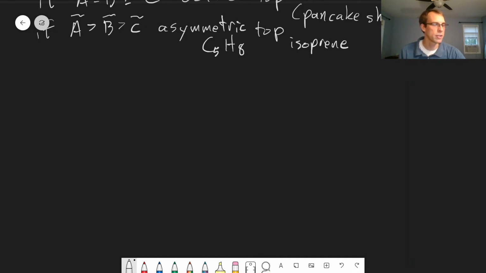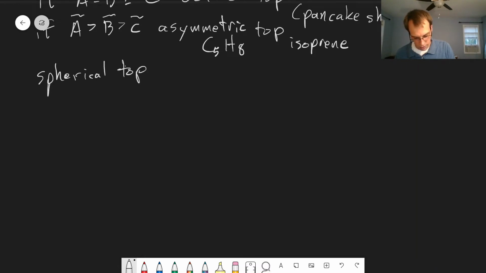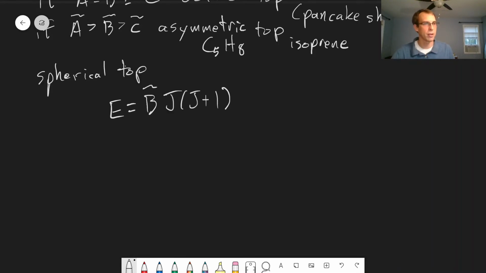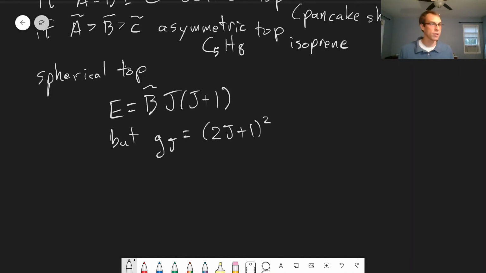So we'll quickly go through these energy descriptions. For a spherical top, spherical tops are basically like diatomic molecules. In practice, they end up being a lot more difficult to work with in terms of understanding because of all the degeneracies. But there's a rotational constant B, and we still have this J times J plus 1 dependence. The main difference is that the degeneracy is the square of what it is for a diatomic molecule, 2J plus 1 squared.